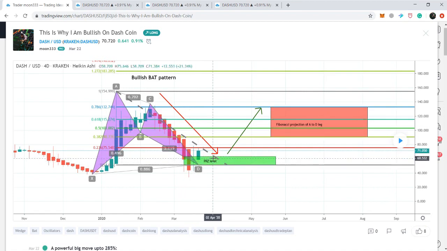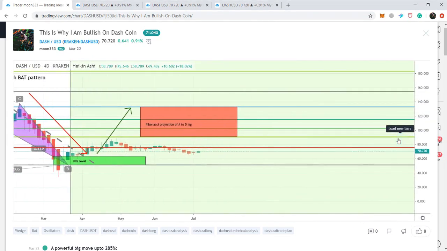And from here, I predicted that the price action will move up again as per the Fibonacci sequence of this Bat pattern, and it should enter at least the 0.382 to 0.786 Fibonacci projection of the A to D leg. I'm just playing this chart at this time. The price action is still moving above this potential reversal zone, between the potential reversal zone and this Fibonacci projection of the A to D leg.